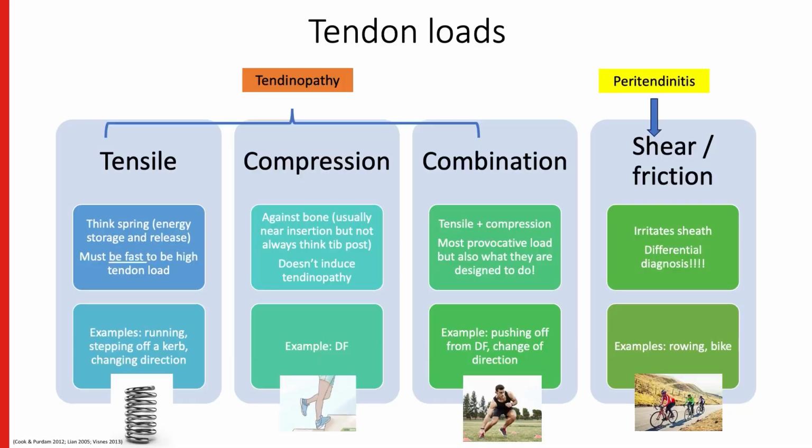So our last load is shear and friction. So that's when the outside layers, the synovial layers, slide and glide over the tendon. So they've got lots of different names. So paratenon for the Achilles, tenosynovium for tib post and FHL. A bit of an umbrella term is the peritendon. And it's loads like cycling that I described before, or rowing, or swimming. So it's that low load repetition. So we've got our tensile load, our compressive load, combination, and shear and friction.